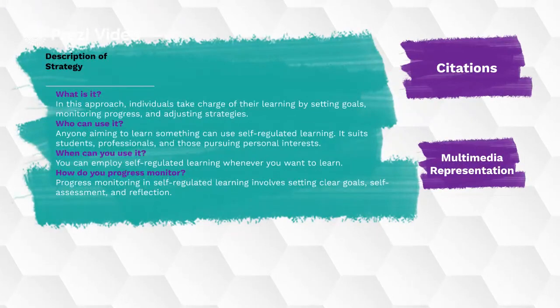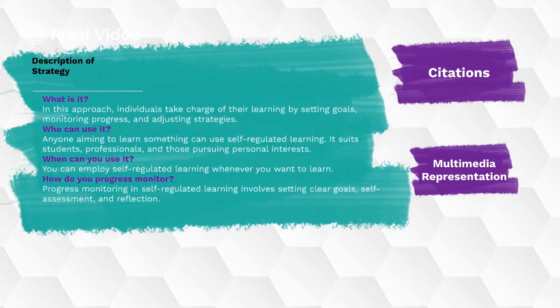Self regulated learning is another strategy. What is it? Individuals take charge of their own learning by setting goals, monitoring progress, and adjusting strategies. Who can use it? Anyone aiming to learn something can use self regulated learning, and it suits students, professionals, and those pursuing personal interests. When can you use it? You can use self regulated learning whenever you want to learn. It's very versatile. How can you progress monitor? It involves setting clear goals, self assessment, and reflection.